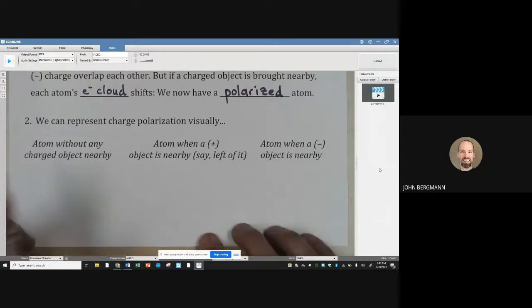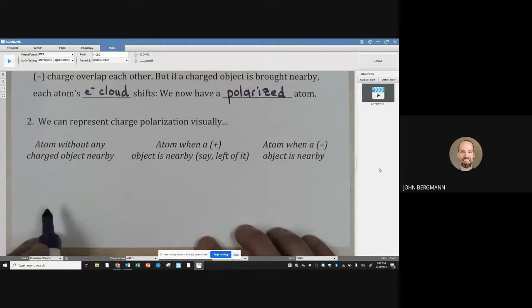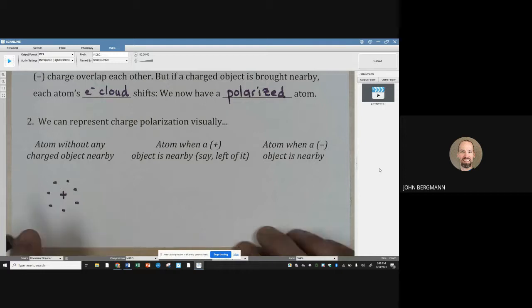If we had an atom without any charged object nearby, this could go for a molecule as well, but let's just say an atom. So there's the nucleus, and we might say the electron cloud is uniformly distributed, kind of like that. I've only drawn one plus here, but we can assume that there is enough positive in the center to cancel out the negative out here. We do know that the positive is all in one place for an atom. The positive and negative centers of charge coincide.